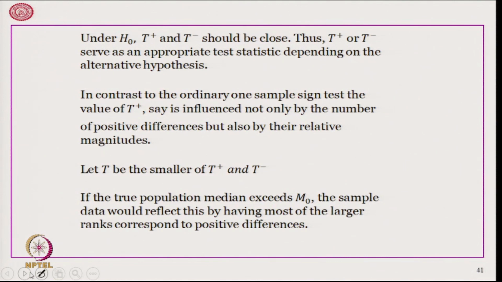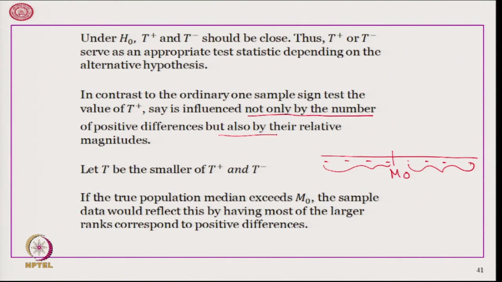Under H naught, T plus and T minus should be close, because if this is the m naught and these are my observations, what I would expect is that the ranks of the differences are going to be equally distributed. Therefore, the sum of ranks of the negative ones and the sum of ranks of the positive ones should be very close. So, in contrast to the ordinary one sample sign test, the value of T plus is influenced not only by the number of positive differences, but also by their relative magnitudes. So, I hope you understand that, otherwise I will explain later.